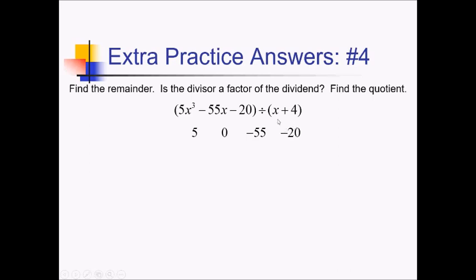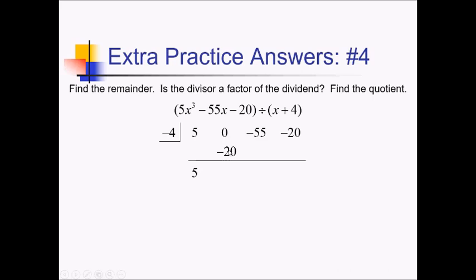Our box number is going to be negative 4 because that zeroes out x plus 4. And now we have some space and a line. Bringing down our first coefficient, we have a 5 down here. And now our box number of negative 4 gets multiplied by all these bottom row numbers. So negative 4 times 5 is negative 20. That goes in the second row.